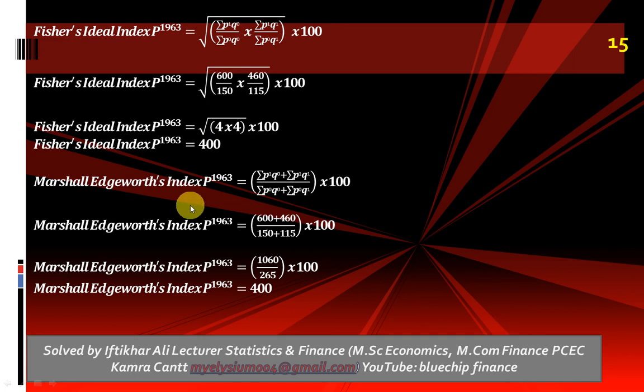So Marshall-Edgeworth, once again, as you are noticing here, this part is indicating Laspeyres and this part is indicating Paasche. Just simply add up these two and take the division and multiply the result with 100, and Marshall-Edgeworth index will be 400.